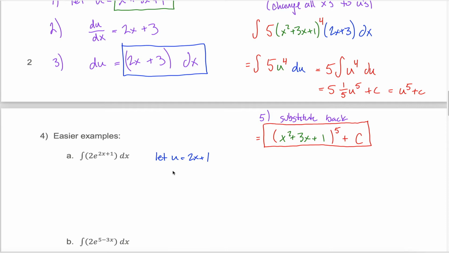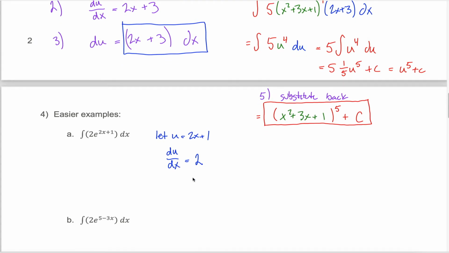Well, remember, our second step is always to take the derivative of that thing that we called U. So I need to know what's the derivative of 2x plus 1. The derivative of 2x plus 1 is the derivative of 2x plus the derivative of 1. And the derivative of 2x is just 2. The derivative of 1 is 0. So the derivative of 2x plus 1 is just 2. My second step is done.